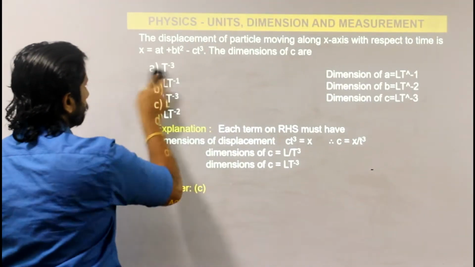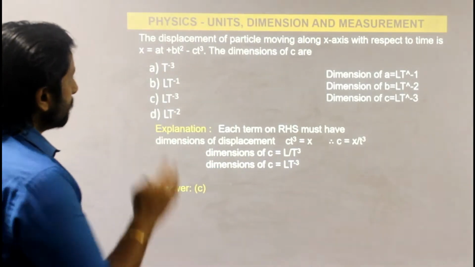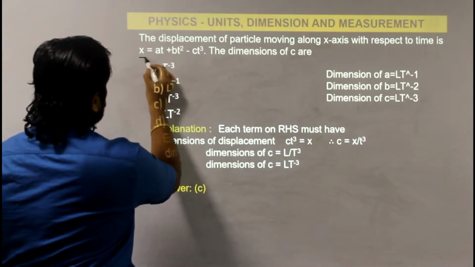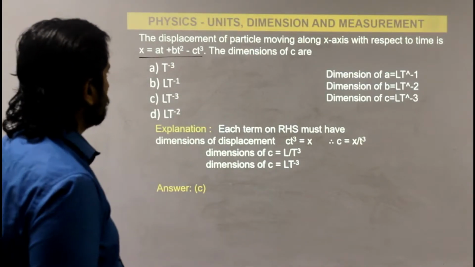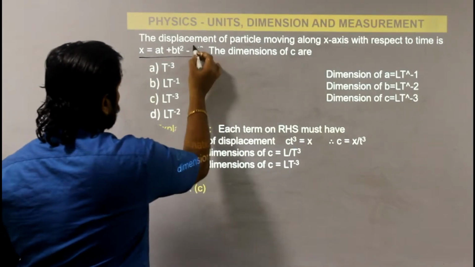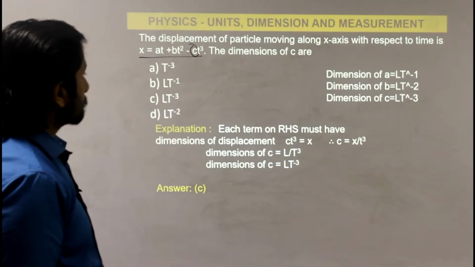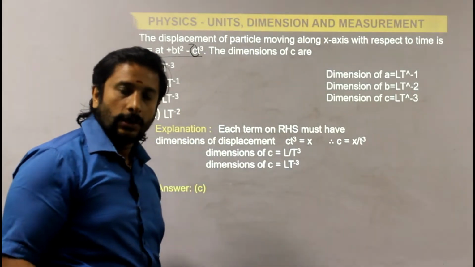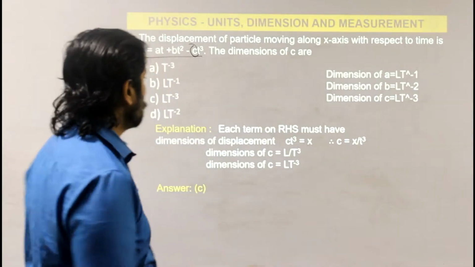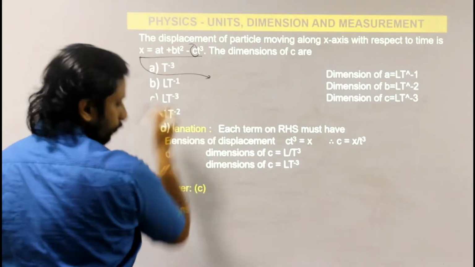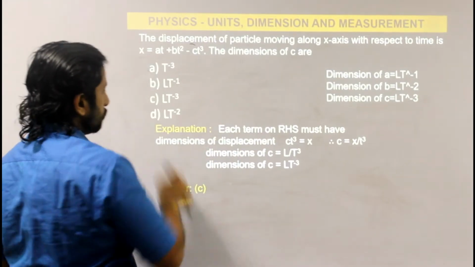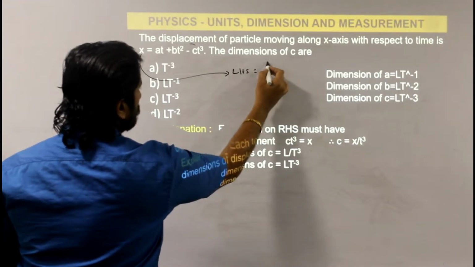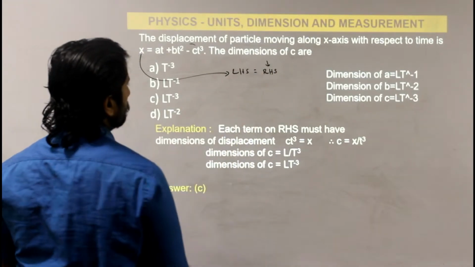This is a really different question. The displacement of a particle moving along x-axis with respect to time is x equal to at plus bt square minus ct cube. What is the dimension of c? So this is how, if you're receiving this kind of question, you need to manipulate. Just take the left hand side is equal to each term from the right hand side, RHS.